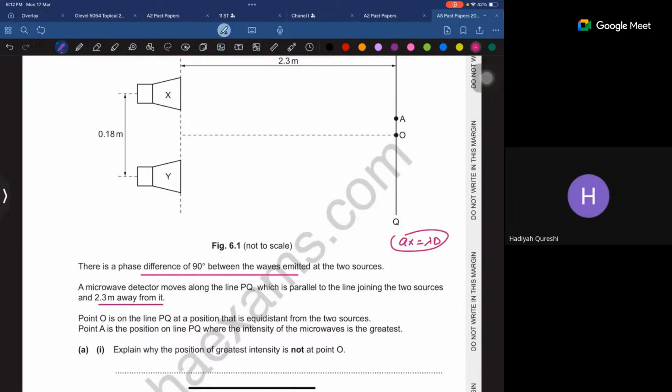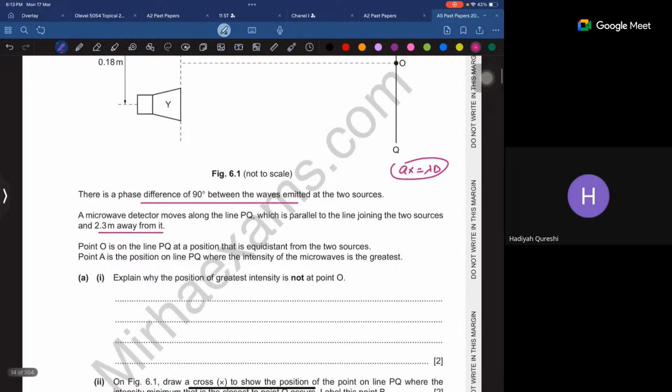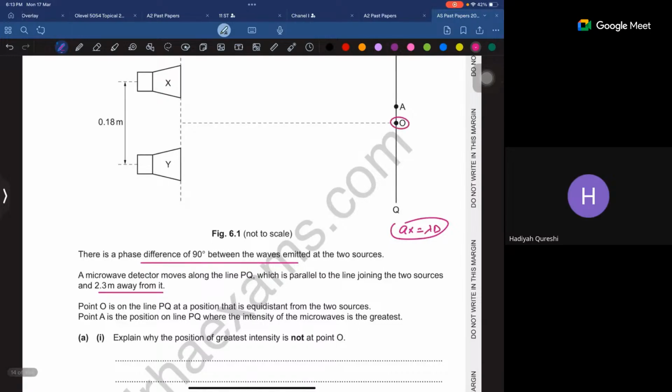Point O is on the axis PQ at the position equidistant from the two sources. And point A is the position on line PQ where the intensity of microwave is the greatest. Explain why the greatest intensity is not at point O. The reason why usually you see the maximum intensity, or the brightest spot, or highest displacement, or loudest sound at O is that the path difference from here and here is the same, unless obviously the phase difference is a bit different here, right? So that's why we can say that.